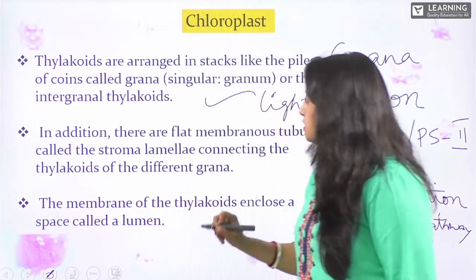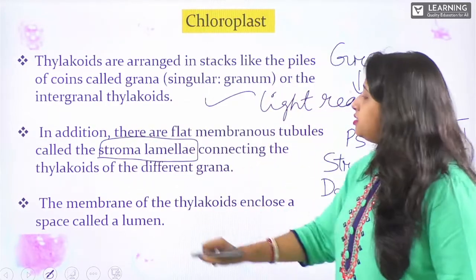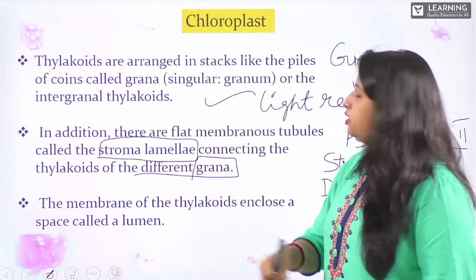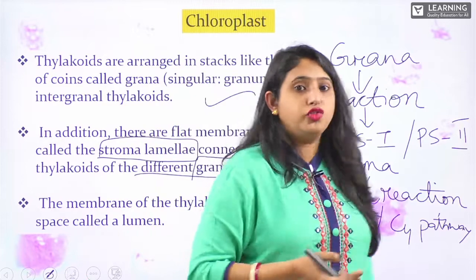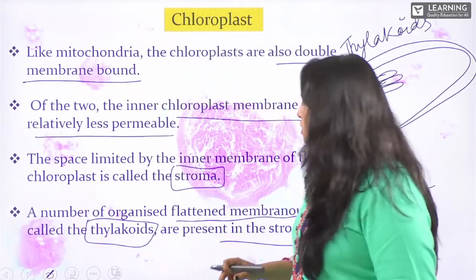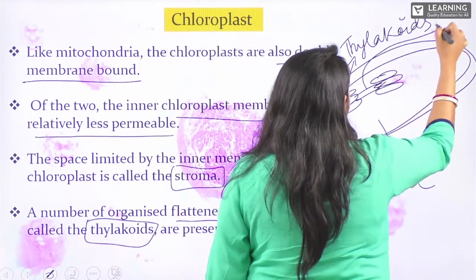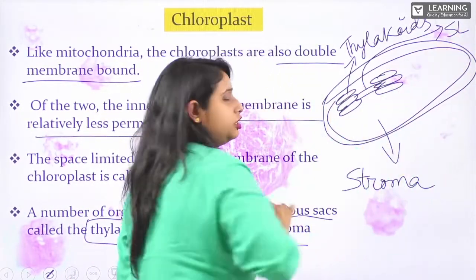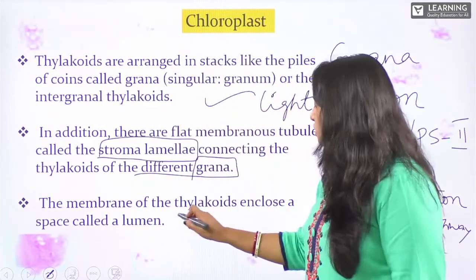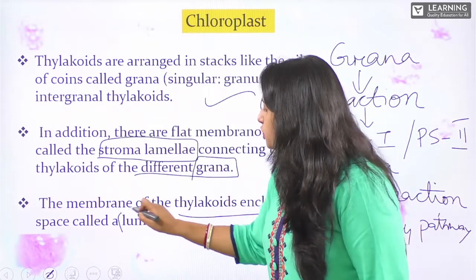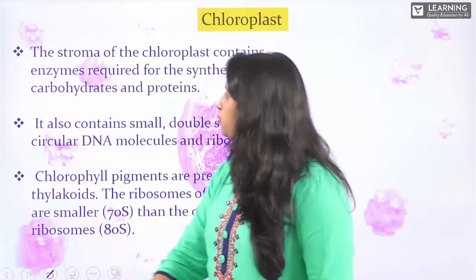Clear? In addition, they also have stroma lamella, which connects the thylakoids of the different grana. As you have seen, the thylakoids are connected with the help of the stroma lamella. Next, the membrane of the thylakoids encloses a space which is called the lumen.